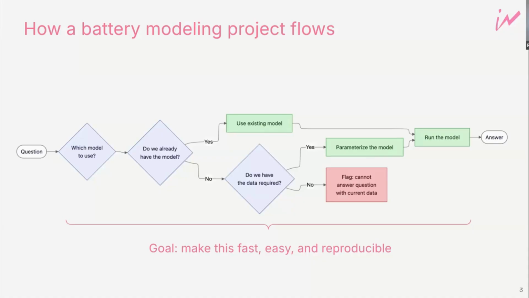about. If we don't, we then have to ask ourselves, do we have the data required to build the model that we need? And if we do, then we can go ahead and parameterize that model and then run the model again. And if we don't, then we need to flag that we can't actually answer the question that we want to answer with the current data and modeling framework we've got available. And so at that point, we then need to either ask a different question or think about doing something else, like collecting different data. And the goal is to make this fast, easy, and reproducible within an organization.